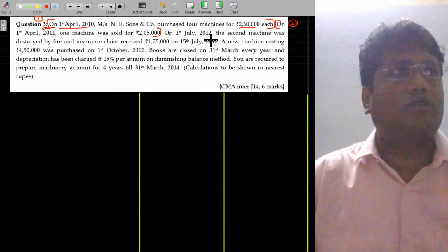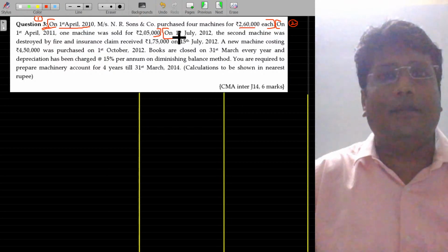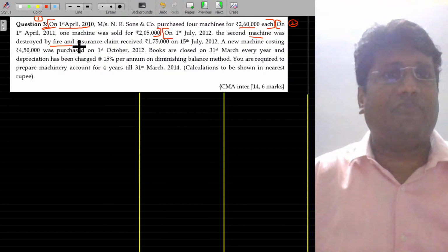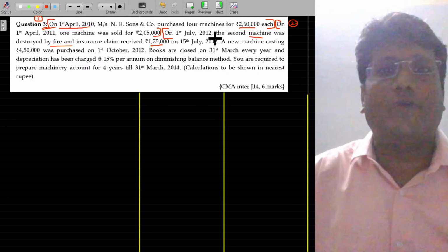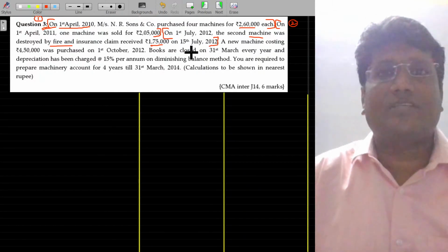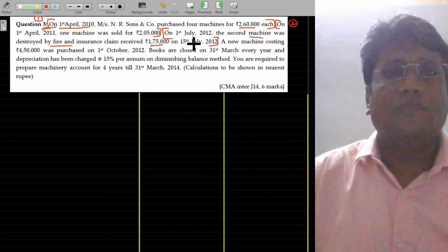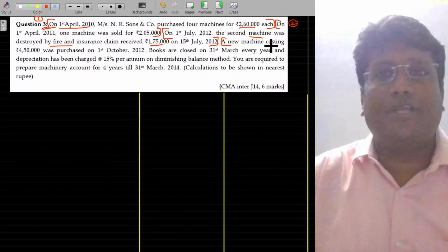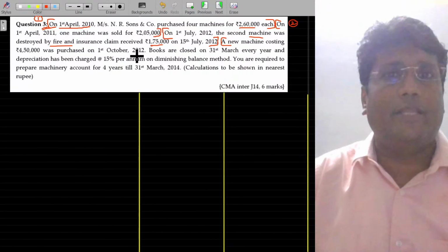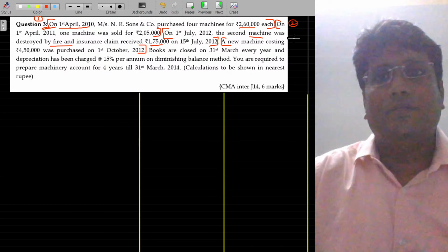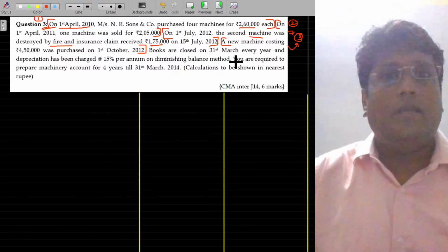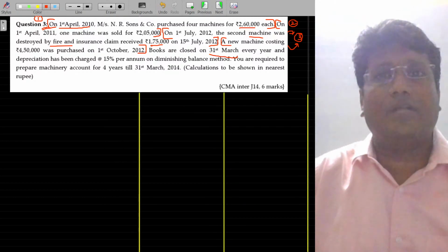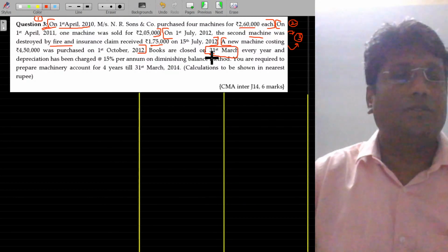On 1st July 2012, in '12-13, the third year, the second machine was destroyed by fire and the insurance claim of rupees 1,75,000 was received on 31st July 2012. So one of the assets was destroyed in a fire accident. Not only that, another new machine costing 4.5 lakhs was also purchased in the year '12-13, on 1st October. So in the third year we have 2 transactions: one is lost in a fire accident, another one is a new purchase. And books are closed on 31st March every year, so the closing date being 31st March.